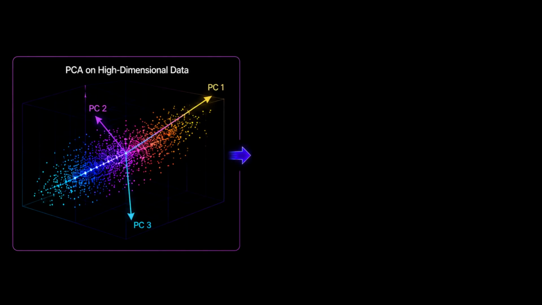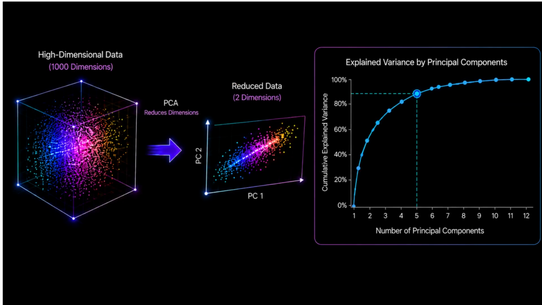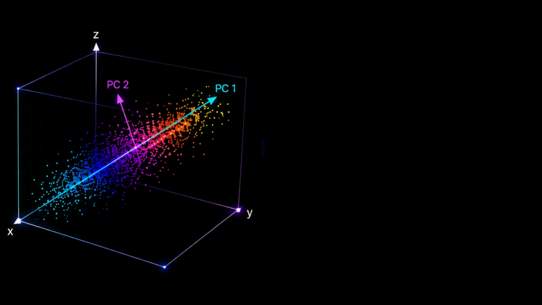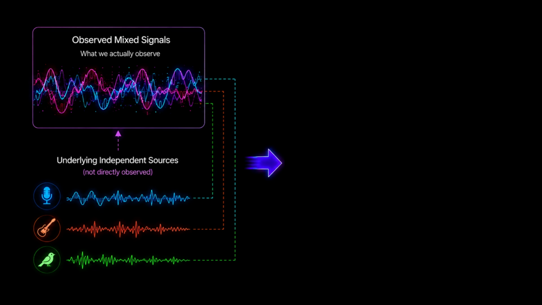When you do use PCA, you can choose how many components to keep by looking at the variance they preserve. For example, if your selected components retain 90% of the variance, you've kept most of the information, with far fewer dimensions. But PCA has an important limitation. It finds directions of maximum variation, not necessarily the independent sources behind the data.